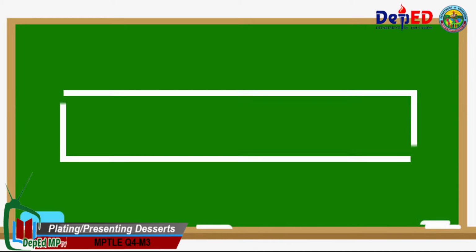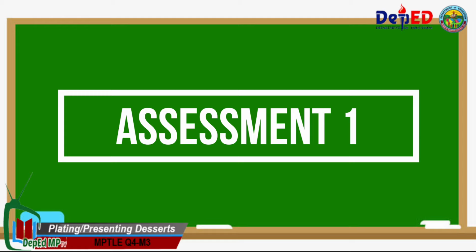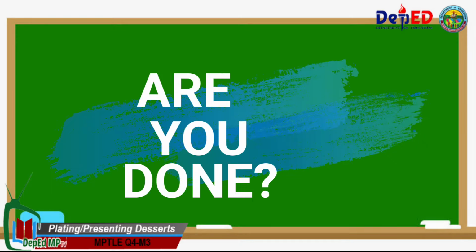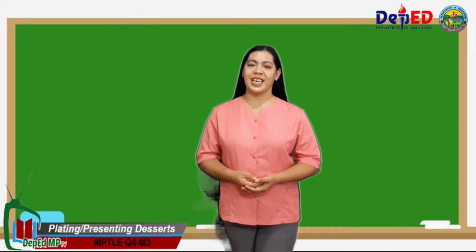After knowing the 4 garnishes that add wow factor to your desserts, let us move on with your assessment 1. Listed are varieties of locally made desserts. What garnish will you use to add wow factor for each dessert? Write your answer on the opposite column of the given dessert in your module. Are you done with your assessment 1? Your teacher will check your answers. Bravo for doing assessment 1.